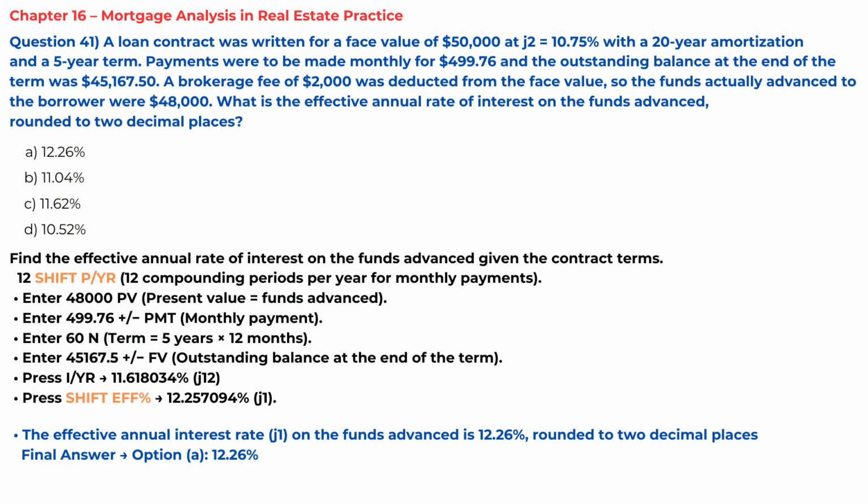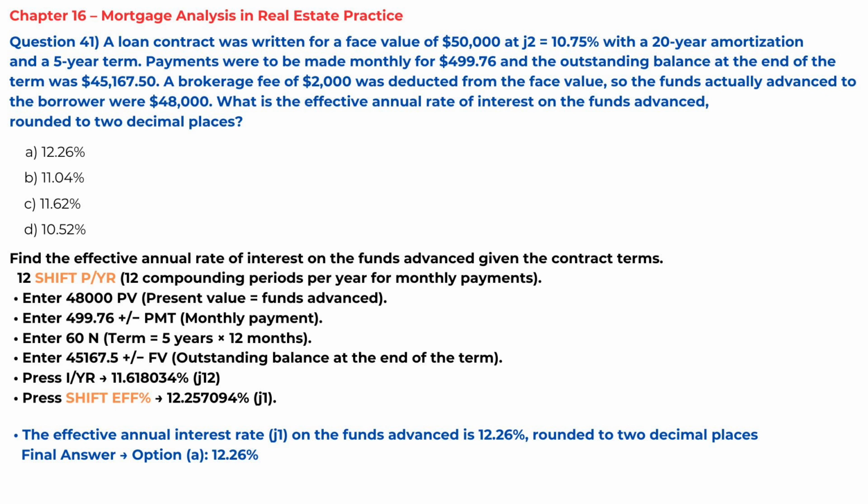Question 41. A loan contract was written for a face value of $50,000 at J2 = 10.75%, with a 20-year amortization and a 5-year term. Payments were to be made monthly for $499.76, and the outstanding balance at the end of the term was $45,167.50. A brokerage fee of $2,000 was deducted from the face value, so the funds actually advanced to the borrower were $48,000. What is the effective annual rate of interest on the funds advanced, rounded to 2 decimal places? Find the effective annual rate of interest on the funds advanced given the contract terms.